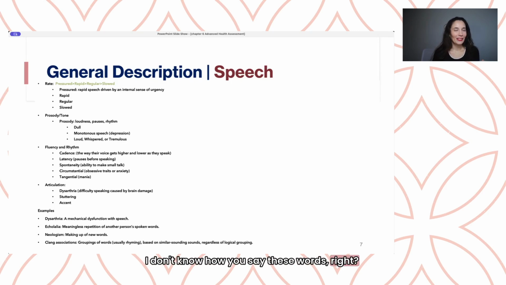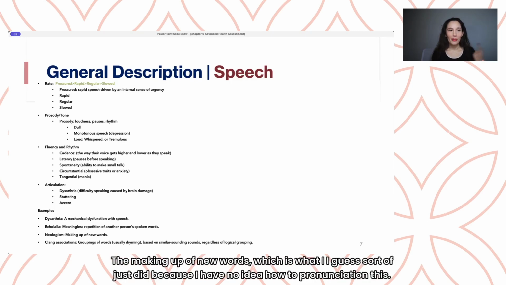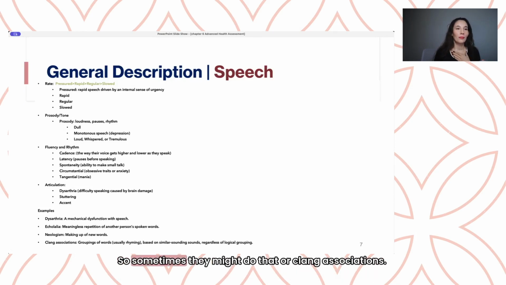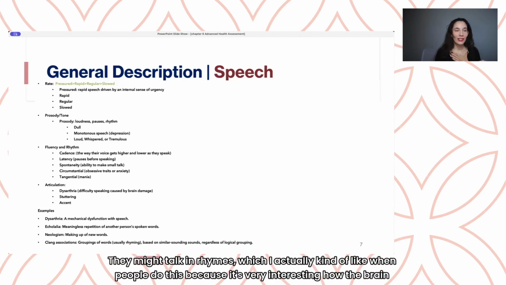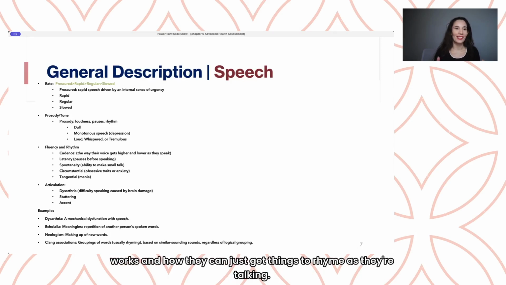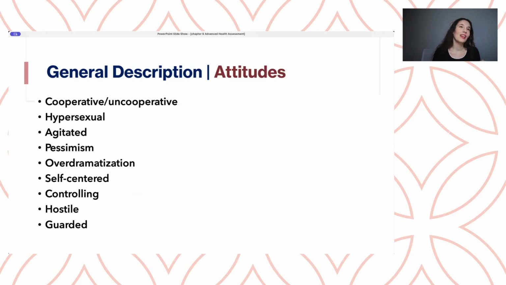...logism. I don't know how you say these words, right? The making up of new words, which is what I guess I sort of just did, because I have no idea how to pronounce this. So sometimes they might do that, or clang associations. They might talk in rhymes, which I actually kind of like when people do this, because it's very interesting how the brain works and how they can just get things to rhyme as they're talking. It's very cool.